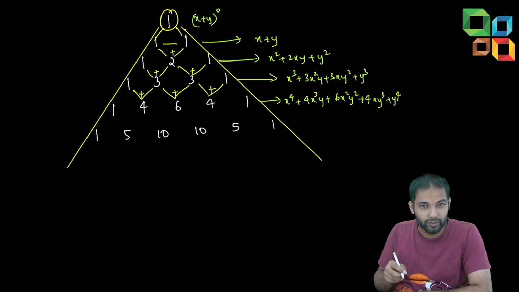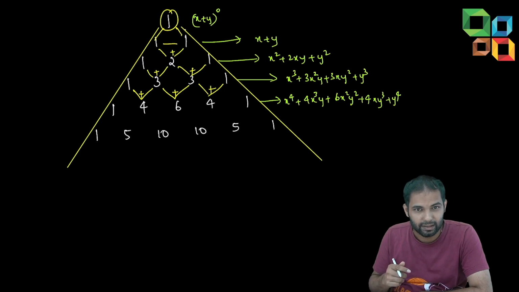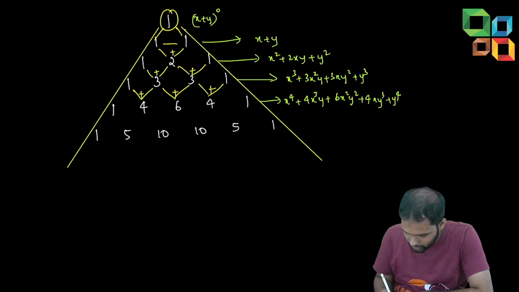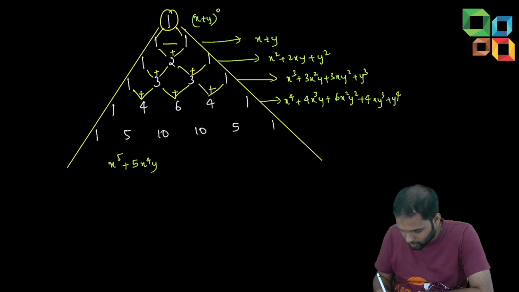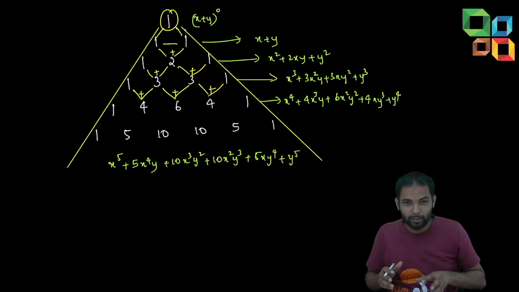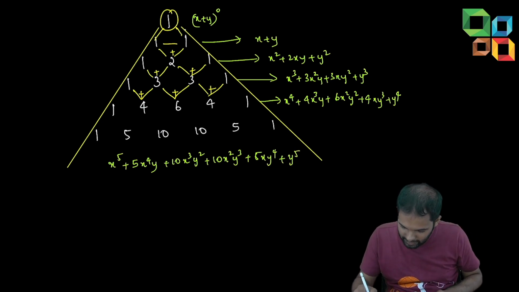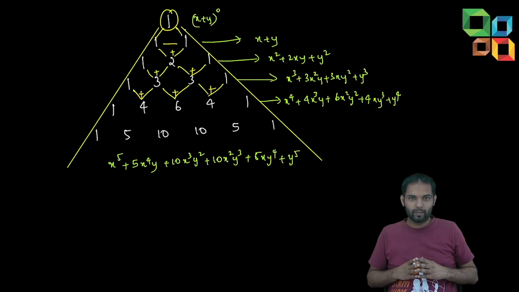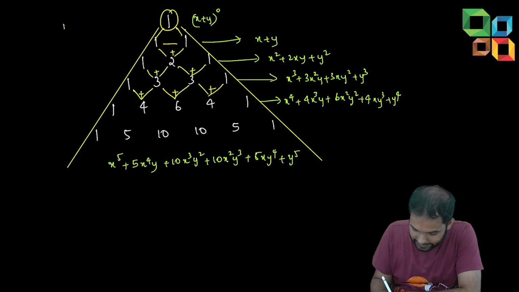I'll tell you what answer you have to get. You just cross check whether you're getting that answer. Just multiply and figure out. You should get x power 5 plus 5 into x power 4 y. See, I'm writing in the decreasing order. So x power 5, then x power 4. Next is 10 into x cube y square. Next should be 10 into x square y cube. Next should be 5 into x y power 4 plus y power 5. You multiply and see whether you're getting the same terms. So this is nothing but what is known as Pascal's triangle.